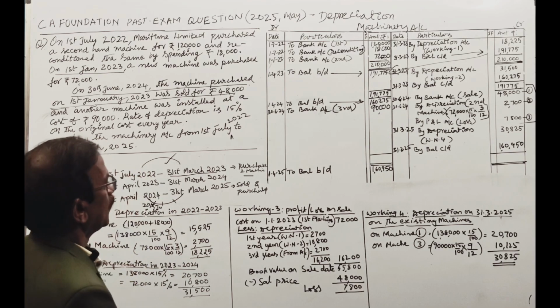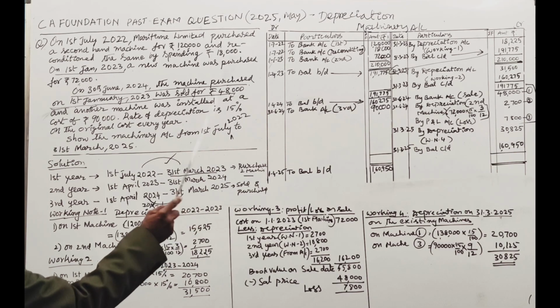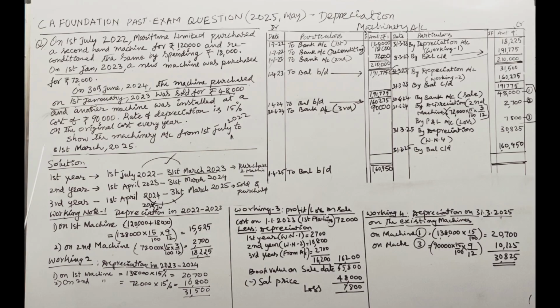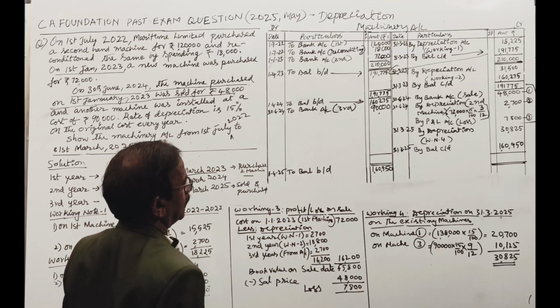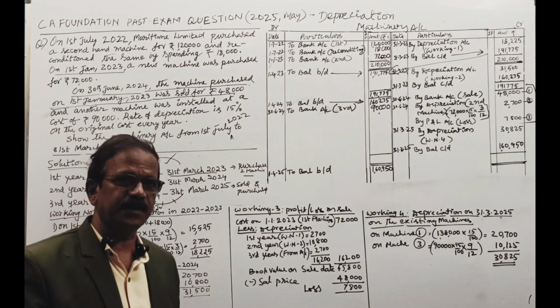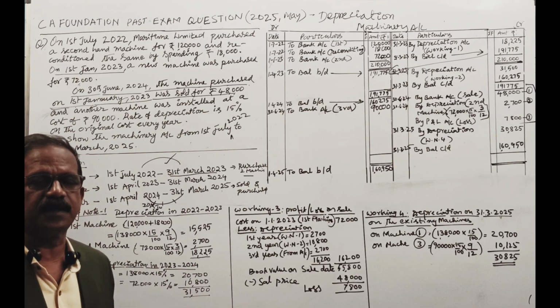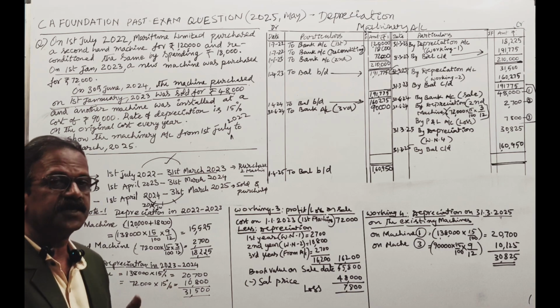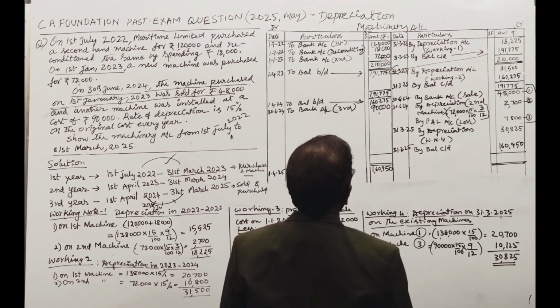And after that, you have to see whether another machine is purchased in the place of this old one. Yes, a new machine was purchased, that is 90,000. That 90,000 you have to record on the debit side. Now, after writing like this, you have to wait till the end of the year. And at the end of the year, again you have to calculate the depreciation on the machines on hand, existing machines.